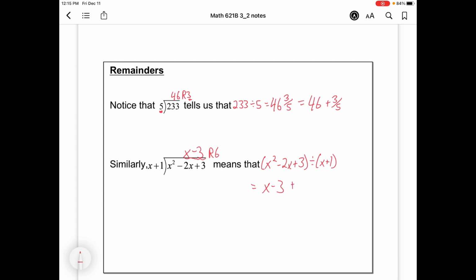So think about that last one. The leftovers went on top of a fraction. So that was the 3 over here. And on the bottom of the fraction would have been the term we're dividing by, x plus 1 in this case.